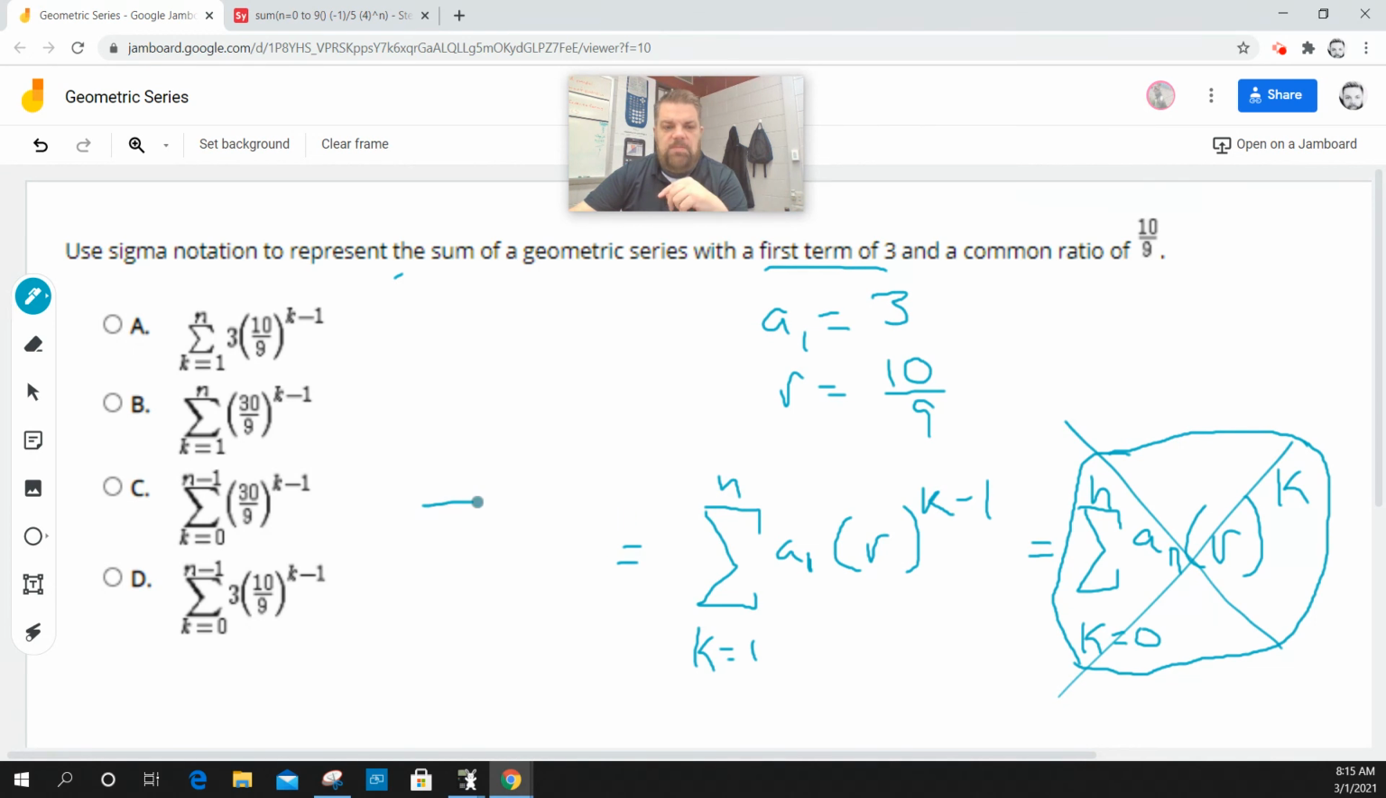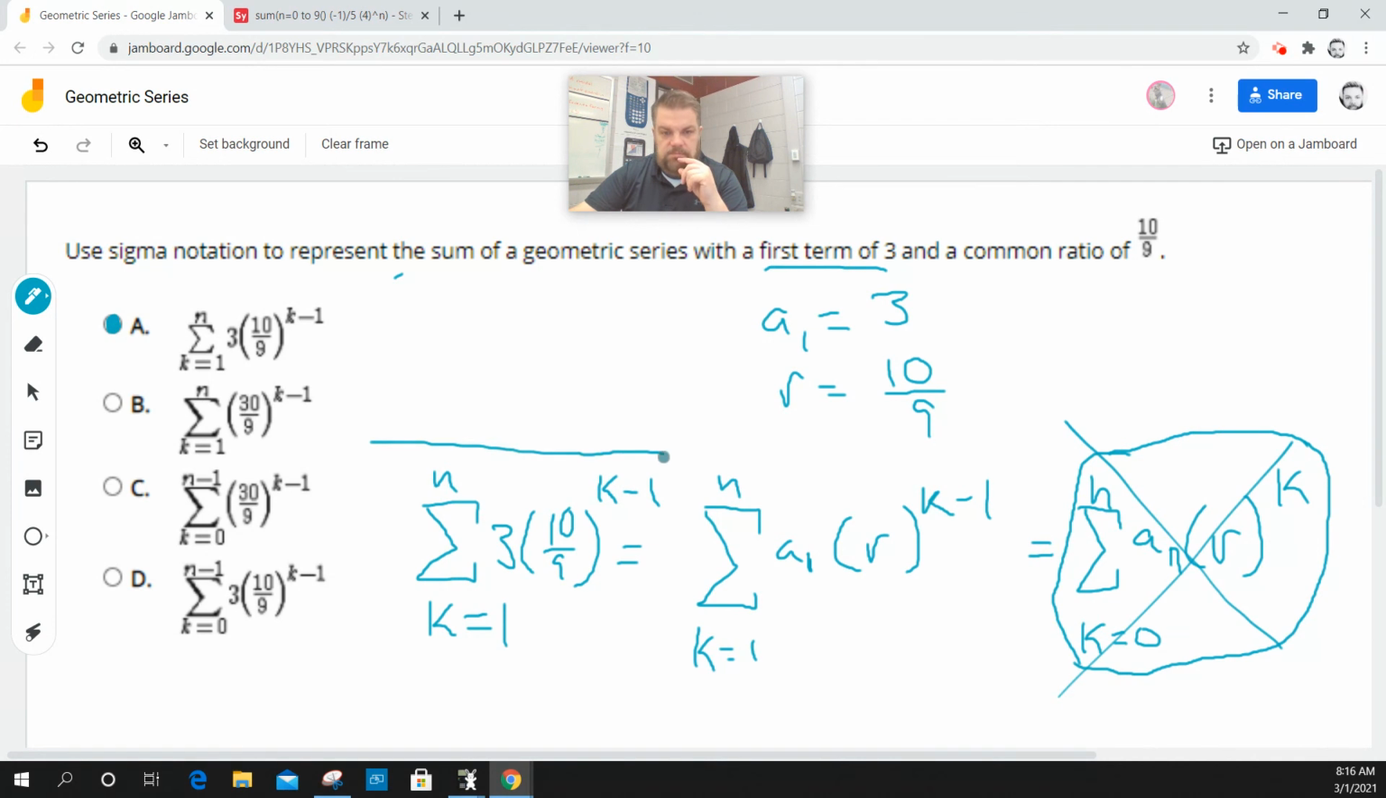Well, that's just going to be k equals 1. What's my first term? 3 times 10 over 9 raised to the k minus 1. So A is the answer. That's it.